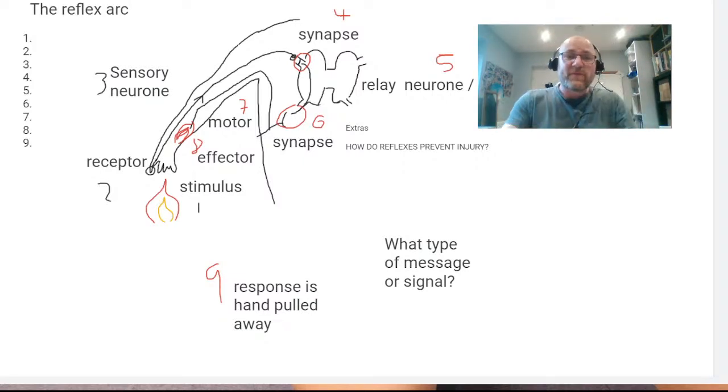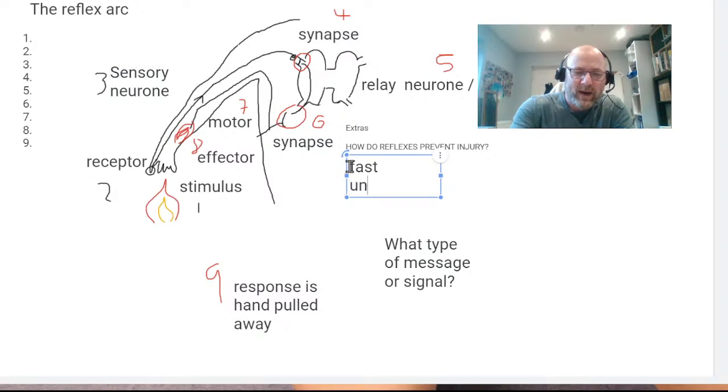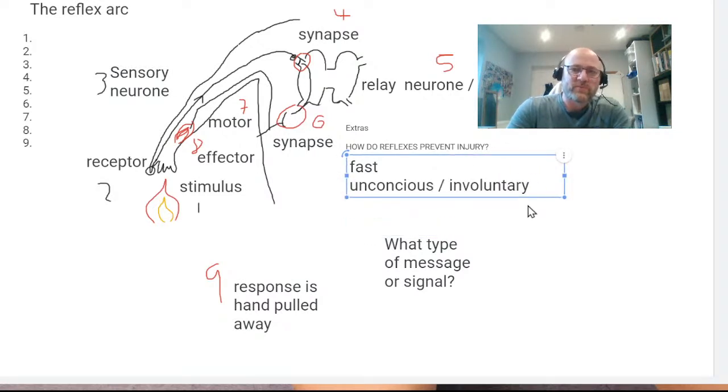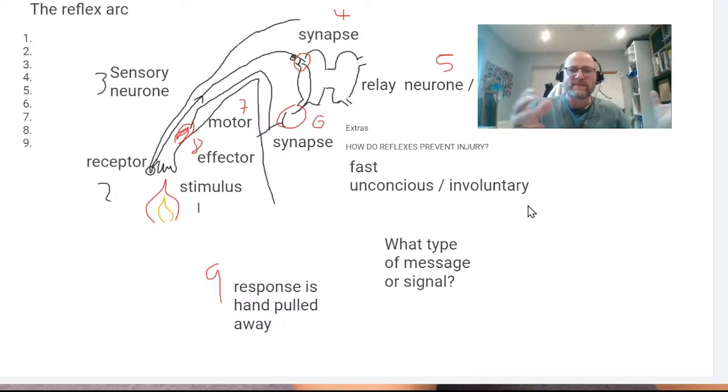Yeah, it's fast. So your first mark, if you're asked, is it's fast, and they're unconscious, or involuntary. Involuntary means the same as unconscious, which makes them rapid or fast, prevents damage to cells. So the main thing about reflexes is they're really fast because you don't think about them. And the not thinking bit is saying they're unconscious or they're involuntary.